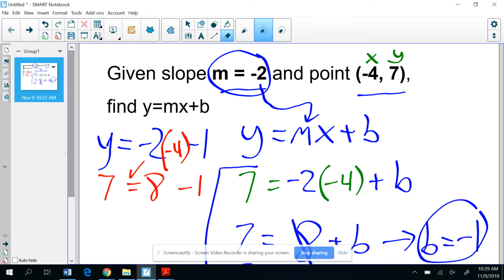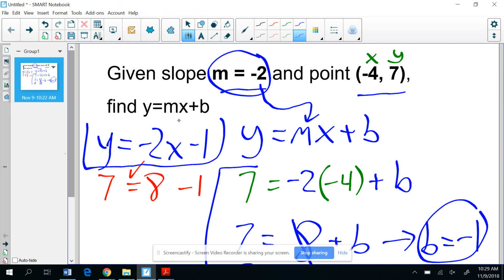Okay, so we have gone from knowing a slope and a point to getting to a full equation. Our final answer should always look like y equals mx plus b, and we're asked to give it in y equals mx plus b.